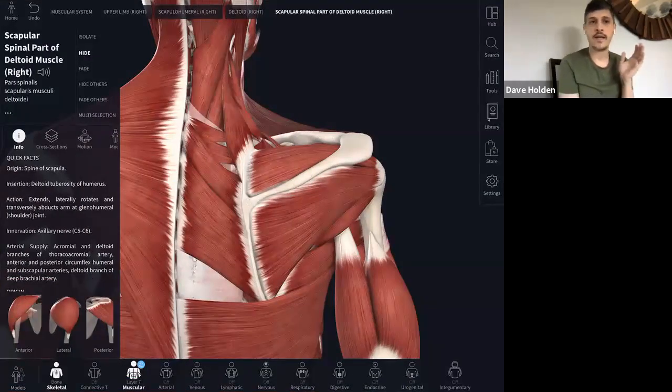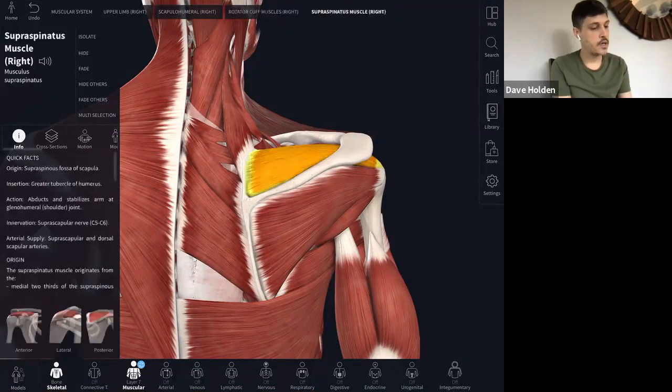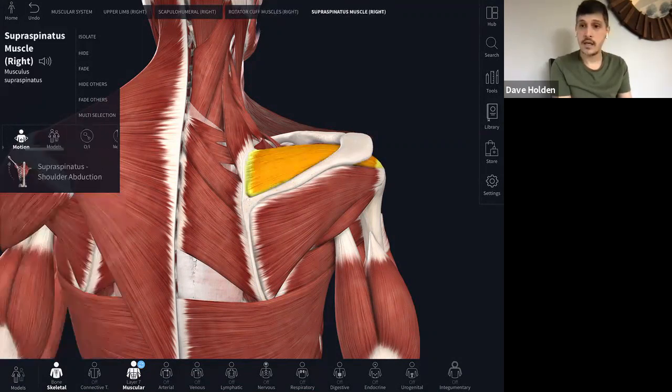I just want to spend the last few minutes that we have. I want you guys to pay attention watching these muscles perform their actions. So we'll start with supraspinatus. Its only action is abduction.